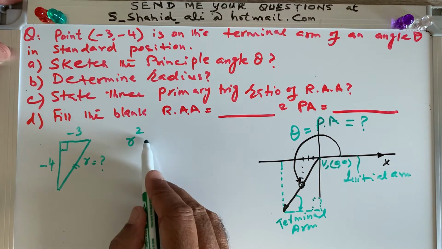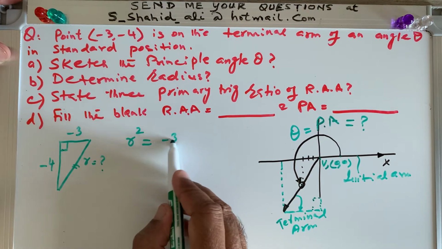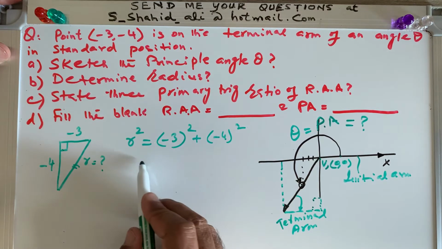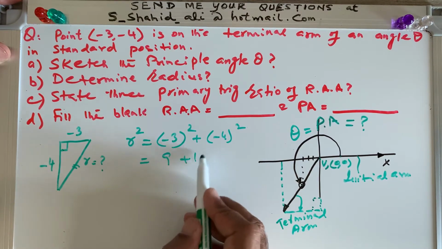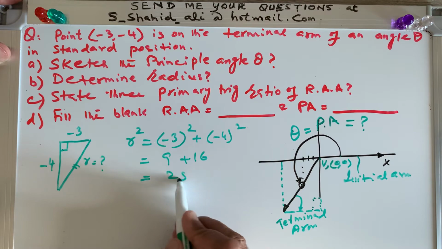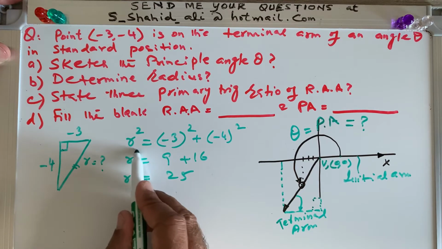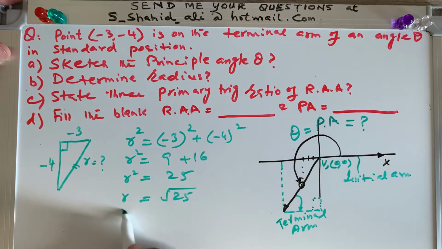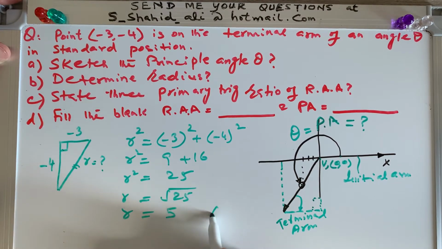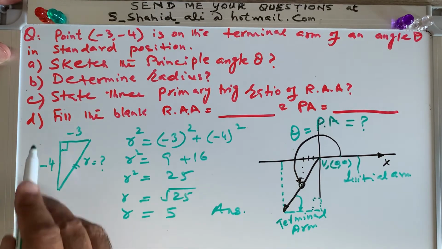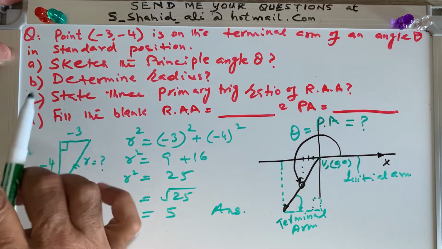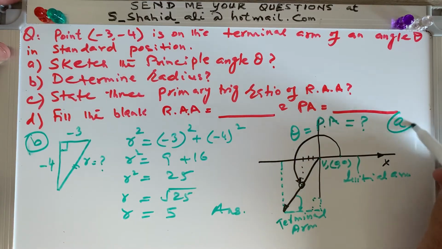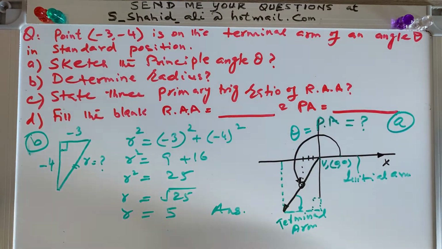We know that r squared is equal to (-3) squared plus (-4) squared, and that will be 9 plus 16, and that will be 25, and this is the value of r squared. So we will get r by taking the square root of 25. So r is equal to 5. So this is our part B. He says B, so we put B here, and this is how to draw. This is our part A of the question.